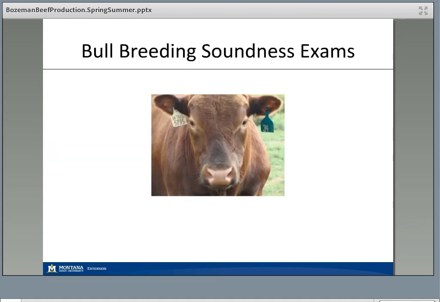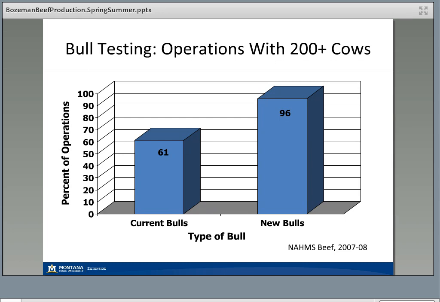So as we get ready for breeding season, an important component of that process is conducting bull breeding soundness exams. And so this is some data from the National Animal Health Monitoring Survey. It's about 10 years old. They're getting ready to do another survey, so we're looking forward to getting those results back.